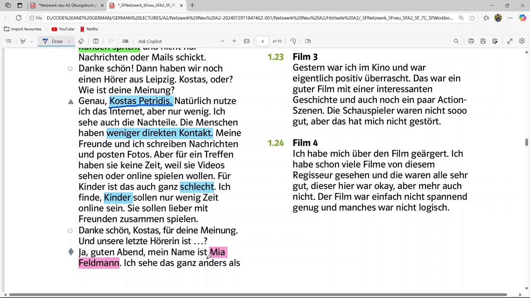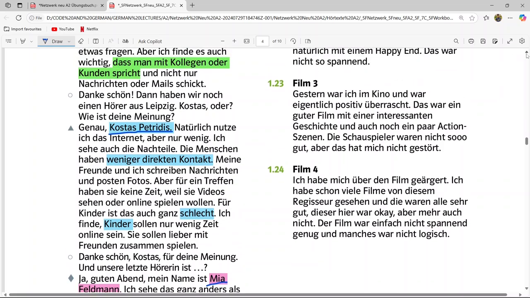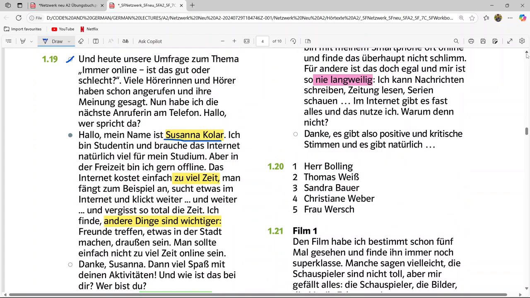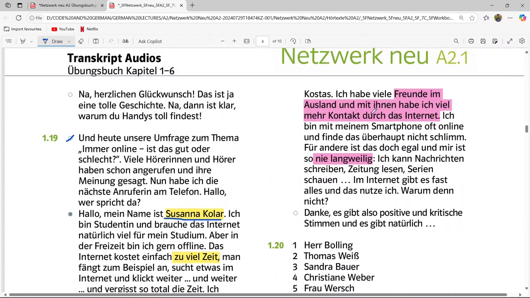Ja, guten Abend. Mein Name ist Mia Feldmann. Ich sehe das ganz anders als Kostas. Ich habe viele Freunde im Ausland und mit ihnen habe ich viel mehr Kontakt durch das Internet. Ich bin mit meinem Smartphone oft online und finde das überhaupt nicht schlimm. Für andere ist das doch egal. Und mir ist so nie langweilig. Ich kann Nachrichten schreiben, Zeitung lesen, Serien schauen. Im Internet gibt es fast alles und das nutze ich. Warum denn nicht? Danke. Es gibt also positive und kritische Stimmen.